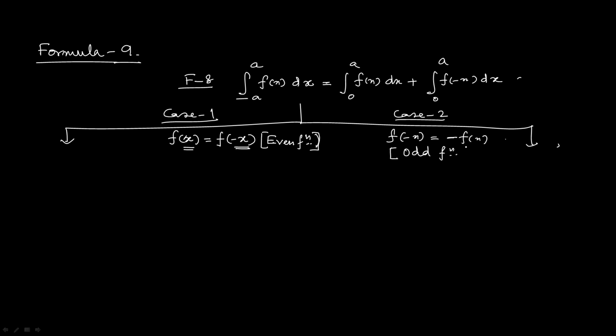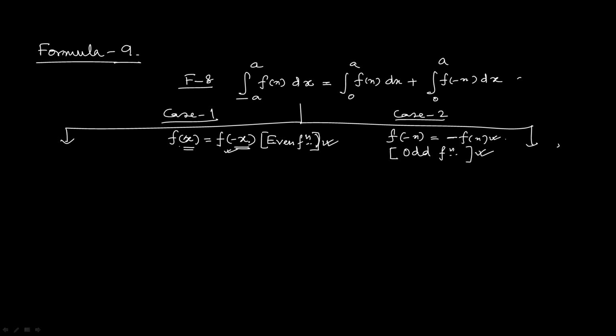Actually this portion is not given in your syllabus, that's why it was not covered in the function part. Otherwise there are different kinds of functions, and that definition you have to remember. A function whose f(-x) is equal to f(x) is called an even function. A function f(x) whose f(-x) is equal to -f(x) is called an odd function. So if somebody gives you an even or odd function, then that means this one and this one.